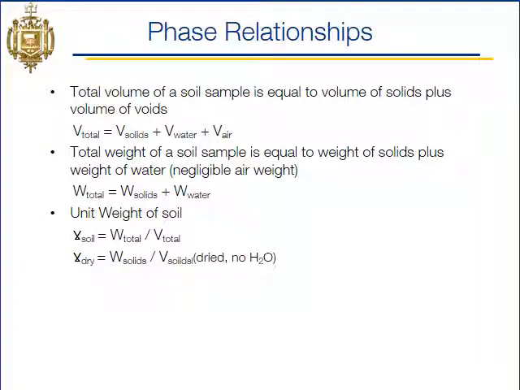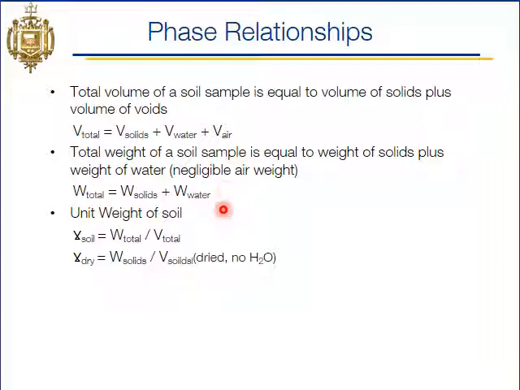We call these relationships between the solid matter and the voids in a soil phase relationships. When we talk about a soil's total volume, we are talking about the volume of the solids, the water, and the air. So the total volume of a soil is equal to the summation of all of these. When we talk about the weight of a soil sample, we talk about the weight of the solids and the weight of the water. So the total weight is equal to solids plus water. We ignore the weight of the air because it is negligible in the overall weight of our soil sample.